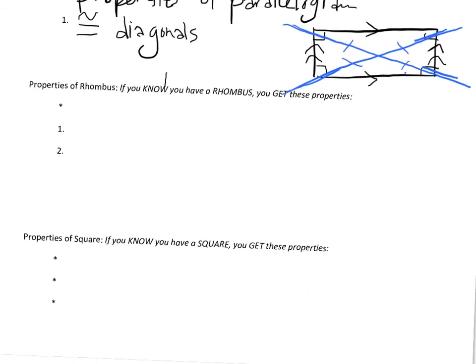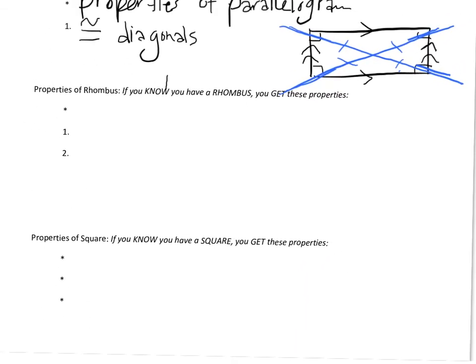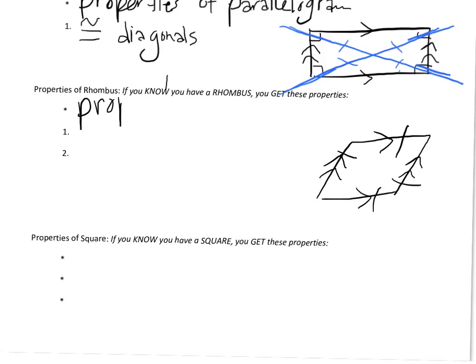Properties of a rhombus. If you know you have a rhombus, you get these properties. So all we know about a rhombus is that it's a parallelogram and that it has 4 equal sides. And we also know that all 4 sides are the same length, so you can mark it up like that. Similar to the rectangle, we know it inherits all the properties of a parallelogram. So all 5 that we mentioned already.